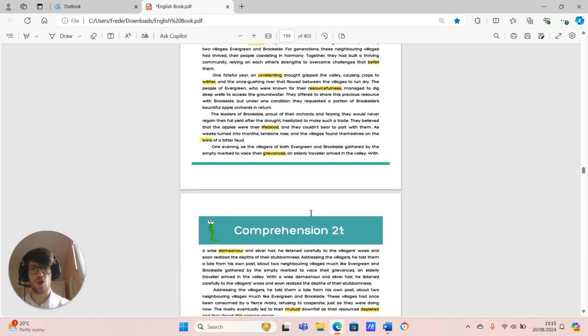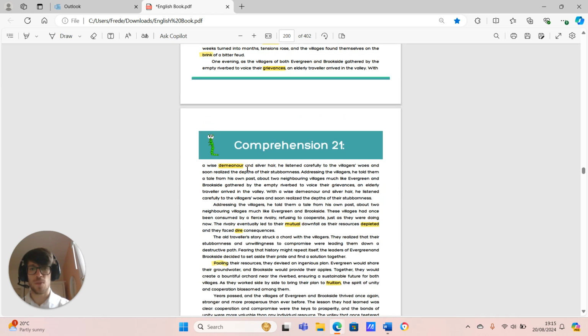An elderly traveller arrived in the valley with a wise demeanour and silver hair. A demeanour. What we're talking about is his appearance here, so it's got to be something to do with appearance. A demeanour is his character, the way he holds himself. Someone can look wise, they can act wise. His behaviour is wise, suggests wisdom. He listened carefully to the villagers' woes and soon realised the depth of their stubbornness.